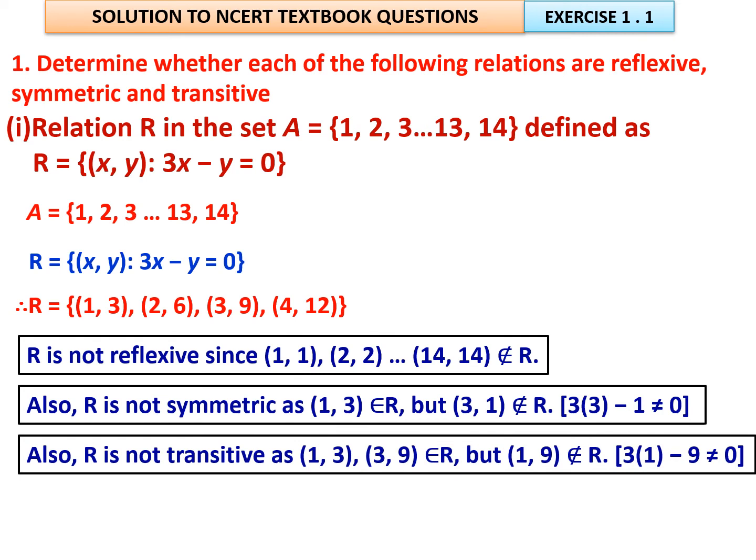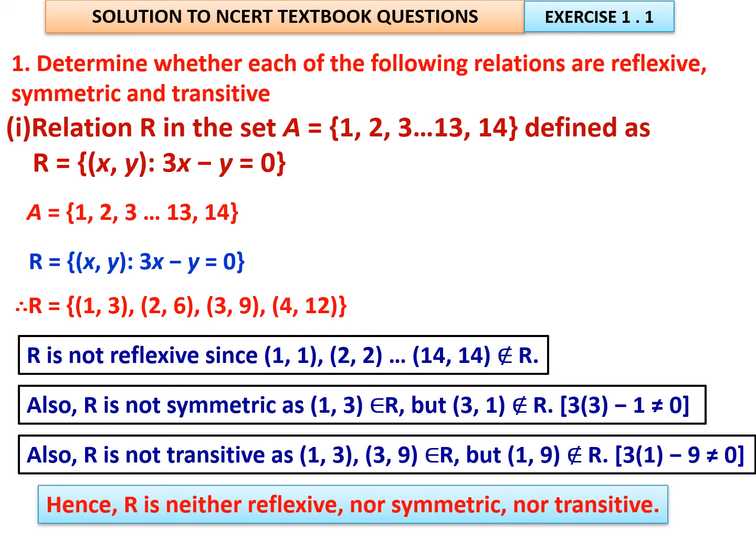Let us see whether it is transitive. 1, 3 is there. Then 3, 9 is also there. But 1, 9 is not there. Therefore, it is also not transitive. Therefore, it is neither reflexive, nor symmetric, nor transitive. Now remember, this question can be asked individually also: prove that it is not reflexive, prove it is not symmetric, prove it is not transitive, or sometimes they may ask you to check it.